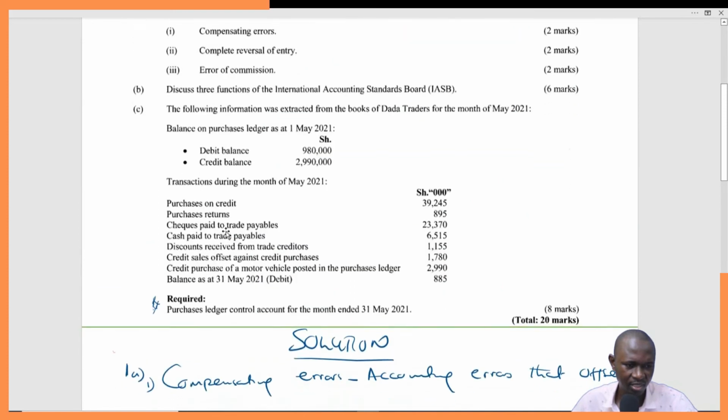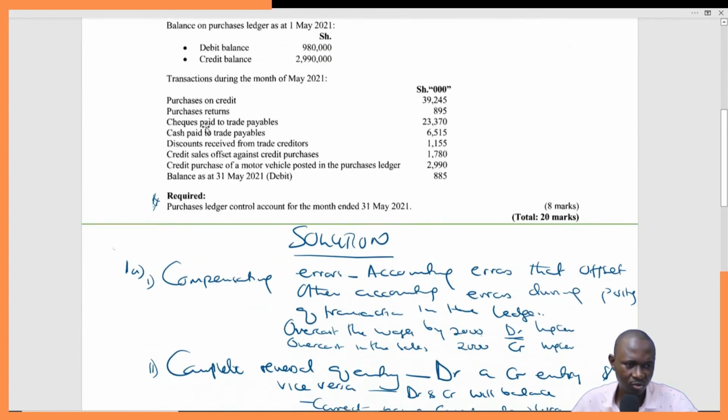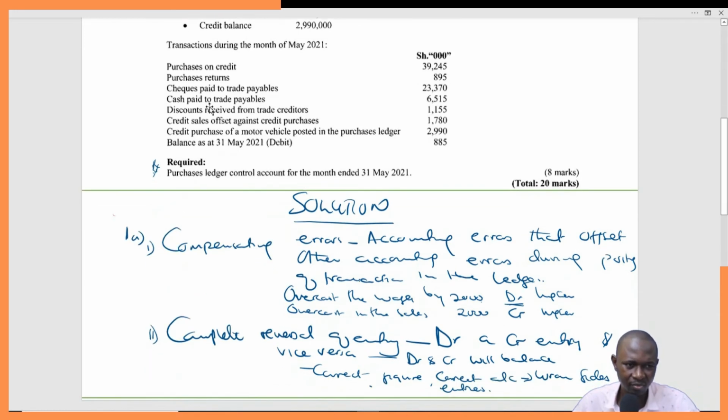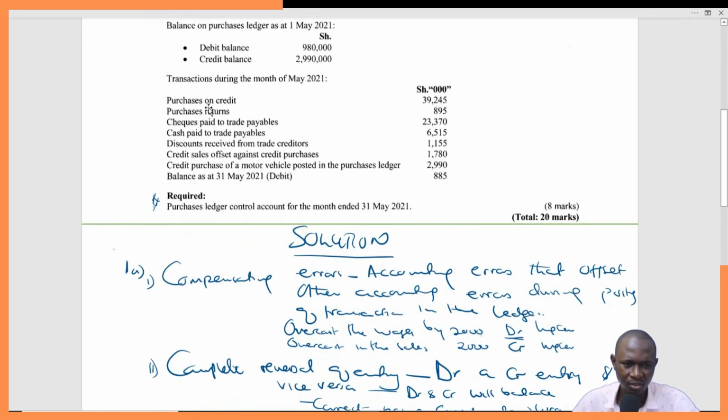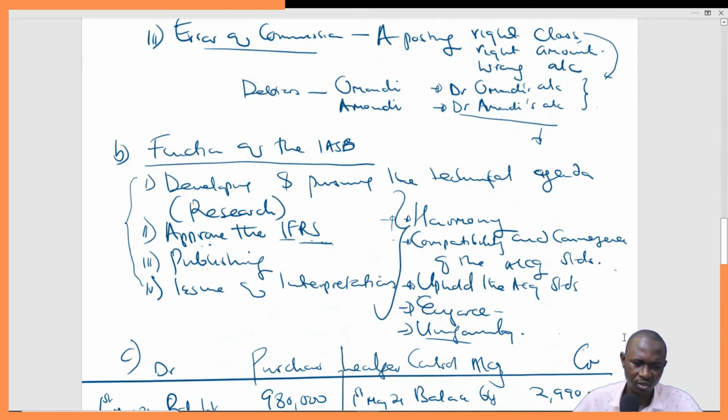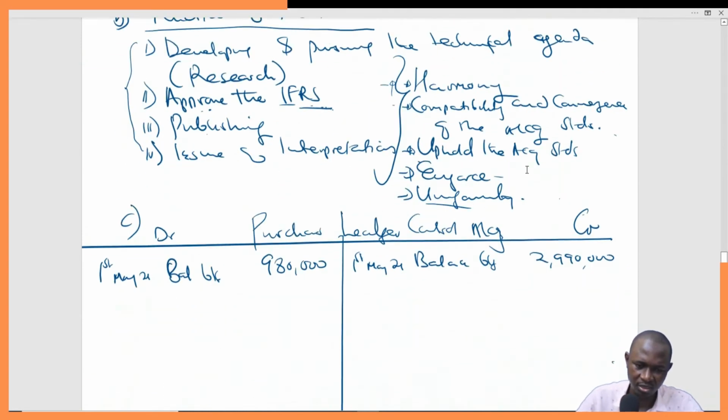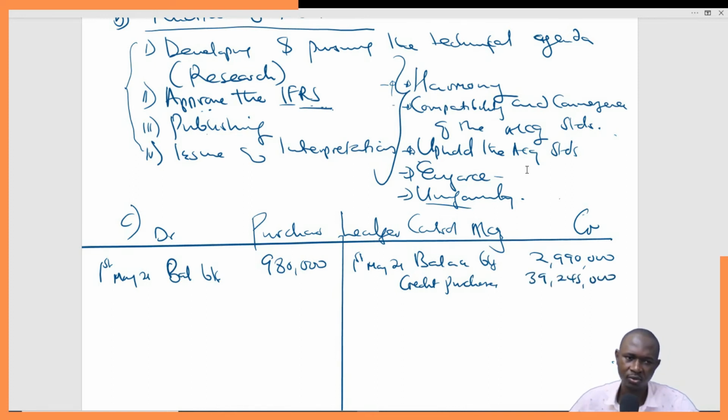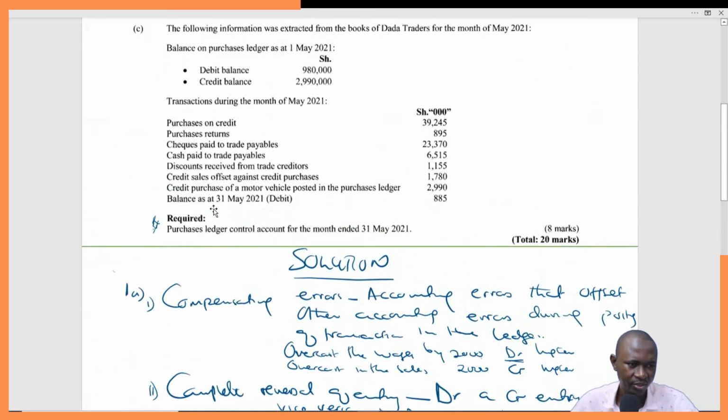Purchases ledger, debit, credit. Then transactions during the month of May 2021. So purchases on credit. When we purchase on credit, we are increasing our liability, so we simply credit the purchases ledger. Purchase on credit at 39,245. Simply come here and say purchases, credit purchases 39,245,000, so that we are increasing our liability.